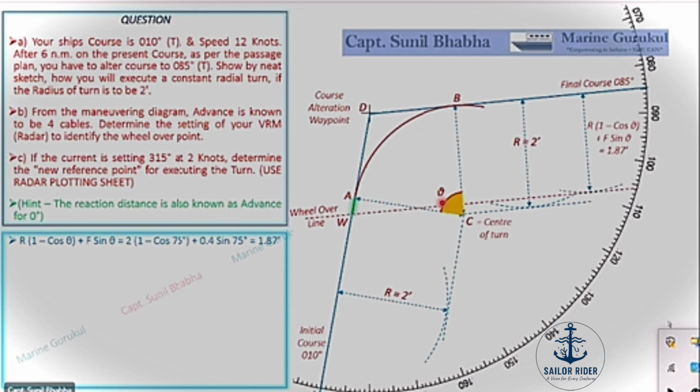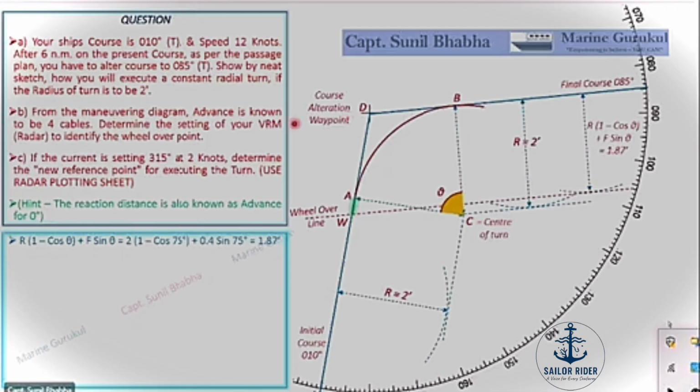So we have now obtained the wheel over line and the wheel over point. Now in the question, they were asking us to determine the setting of your VRM of the radar to identify the wheel over point. This distance which we have calculated, 1.87 miles, is the value which should be used to set up a VRM on the radar. Now how will this VRM help us? When the ship is proceeding on the initial course and this 1.87 miles VRM is set up, as the vessel reaches point W, you will see that the VRM will touch our final course line extended backwards.